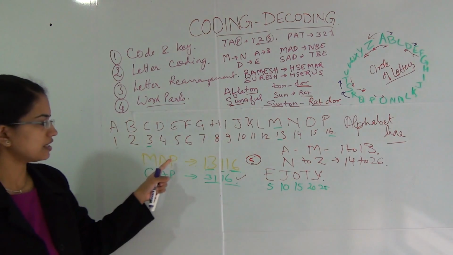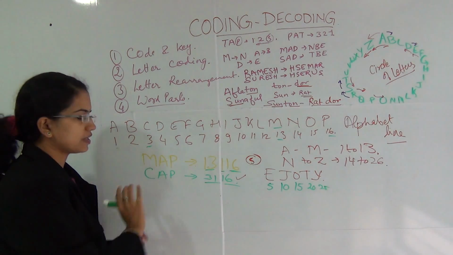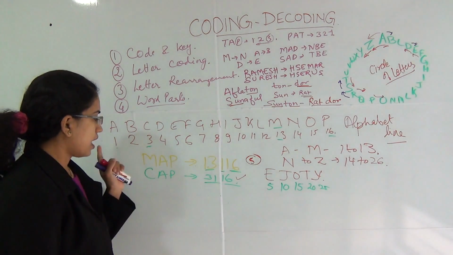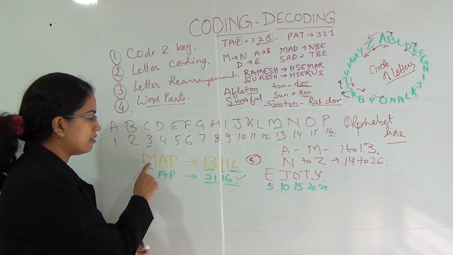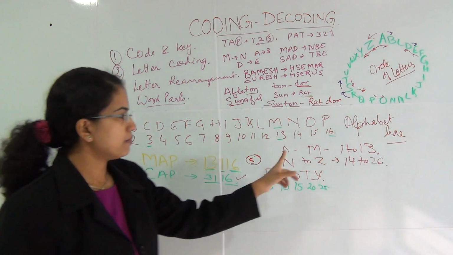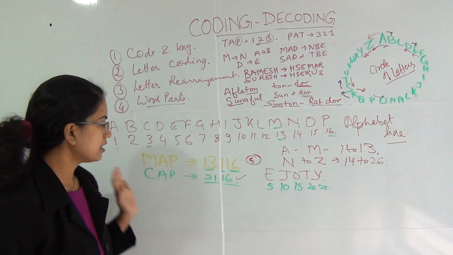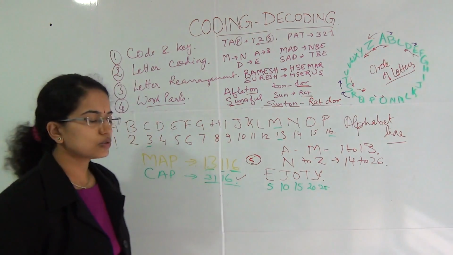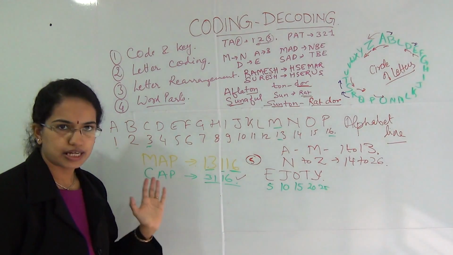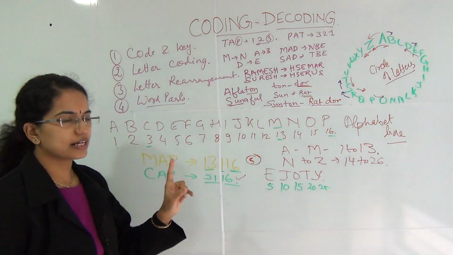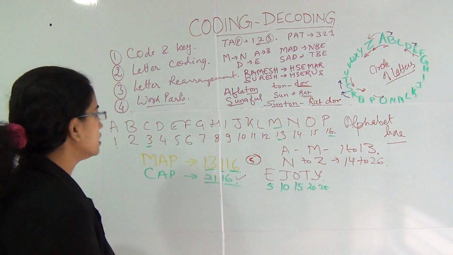So if any question is given, since I have given this question, MAP, it should come to your mind that M stands for 13. So M stands for 13 based on alphabet line. So I have to do nothing else but substitute the numbers for the letters. So this is one kind of question that can be asked based on letter coding.